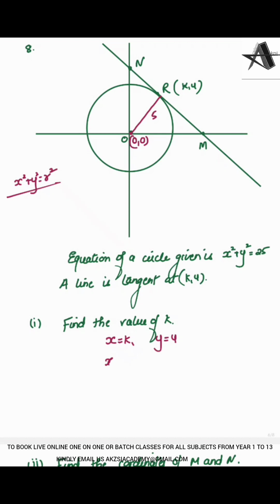On putting in, x squared plus y squared equals 25, so k squared plus 4 squared equals 25. K squared is 25 minus 16, which is 9. There is no single value, there are two values of k that you will get: k1 as plus 3 and k2 as negative 3, because whenever we take the root, we get two different values, one positive and one negative.